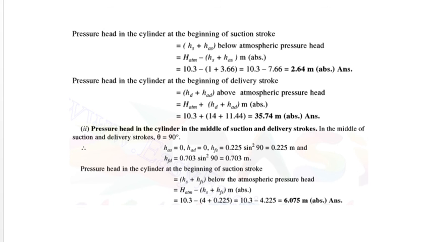So pressure head in the cylinder in the middle of the suction stroke, that is HS plus HFS, we can subtract this value from atmospheric pressure head. This value will be 6.075 meter. This is the absolute value of the pressure head.